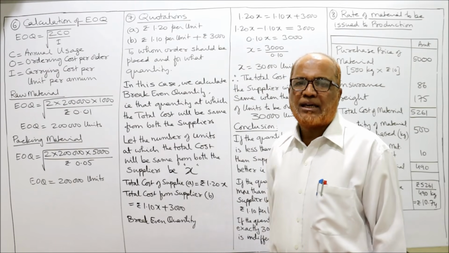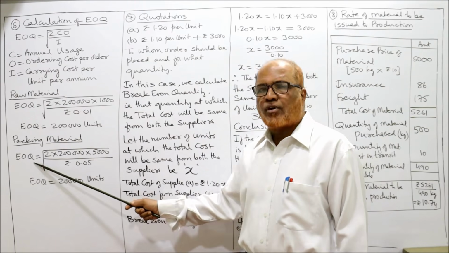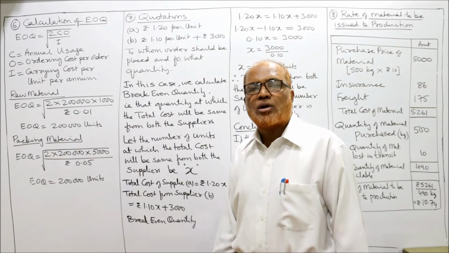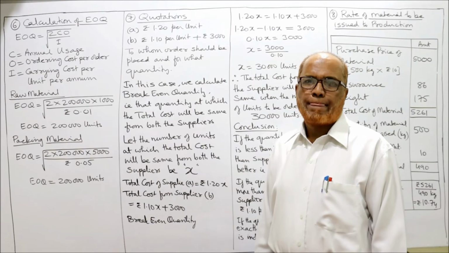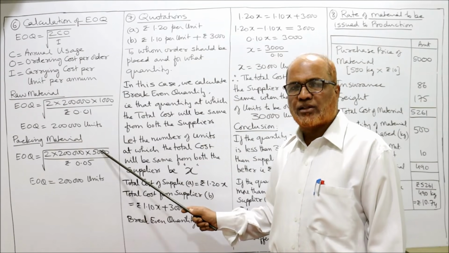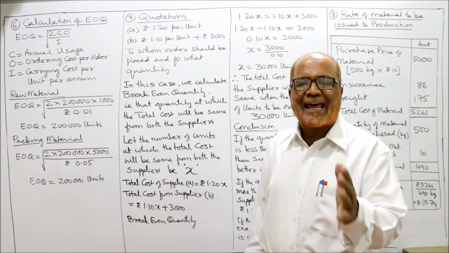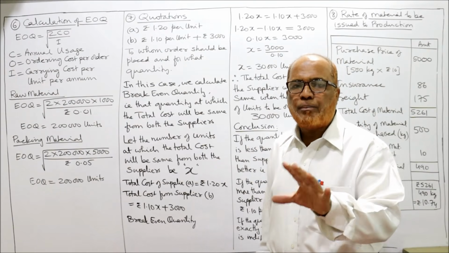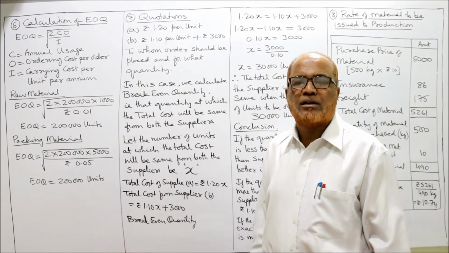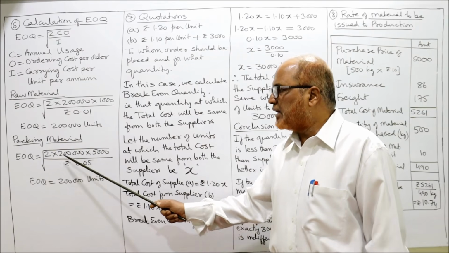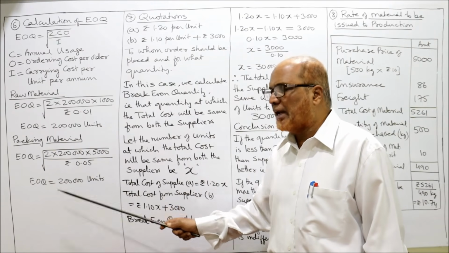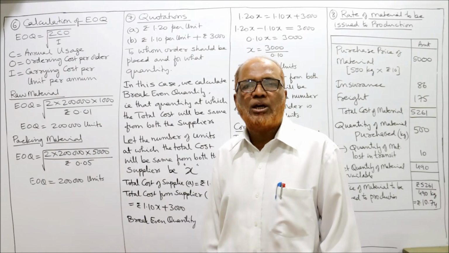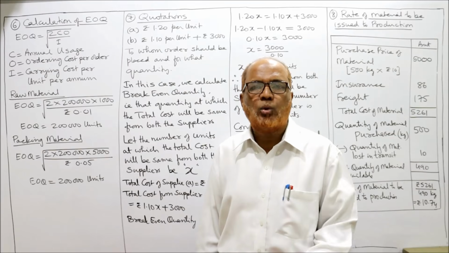Now I am coming to the packing material. Packing material, same formula, 2 into annual requirement, 2 lakh units same. But the ordering cost is 5000 rupees. Here the ordering cost was 1000, here it is 5000. And the cost of holding the inventory, carrying cost, is 5 paisa per unit per month. So 5 paisa means 5 divided by 100, 0.05. So multiply the numerator, divide by 0.05 under root, you get 2 lakh units. So for both raw material and packing material we are getting EOQ as 2 lakh units.